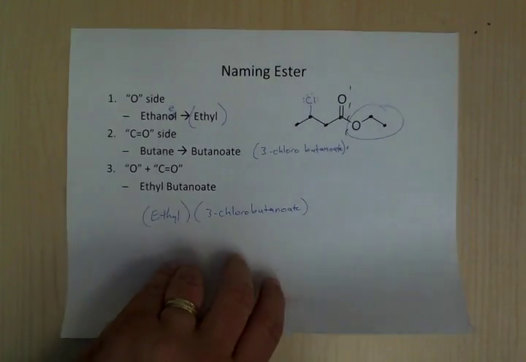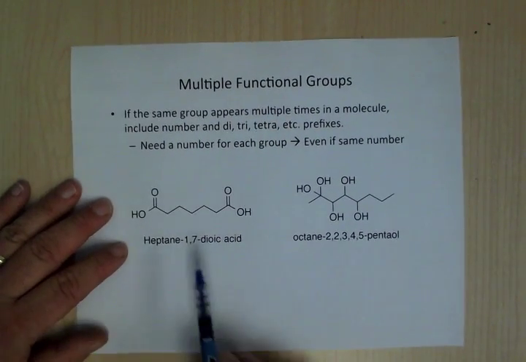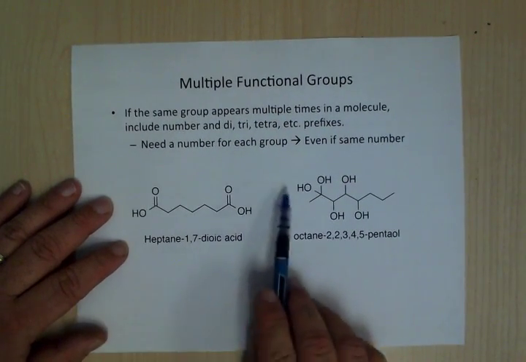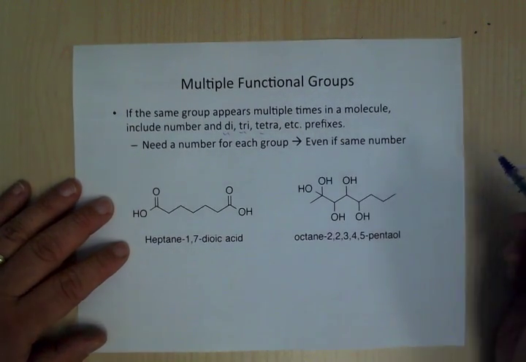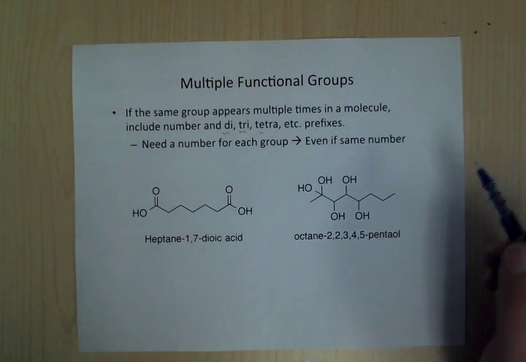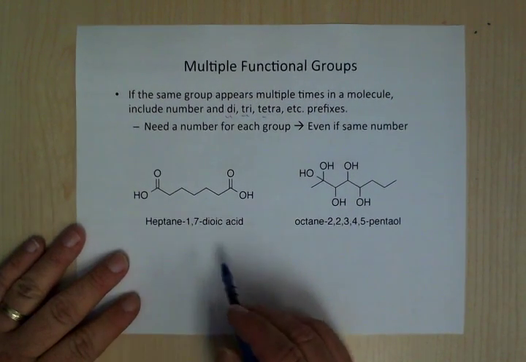Now, what happens if there are multiple functional groups? It's going to happen. With that, you are going to have to use di, tri, tetra, penta, whatever. So for here, you've got heptane-1,7-dioic acid, stuff like that.